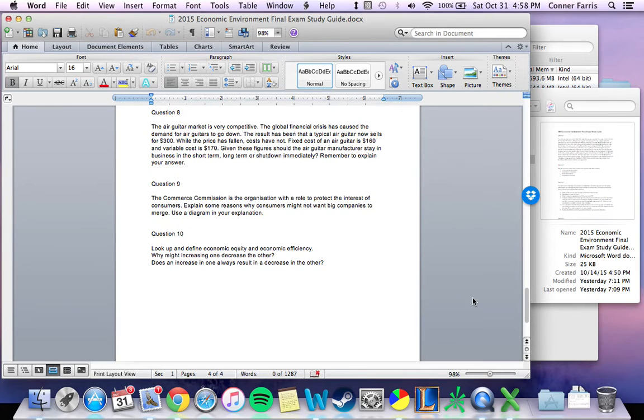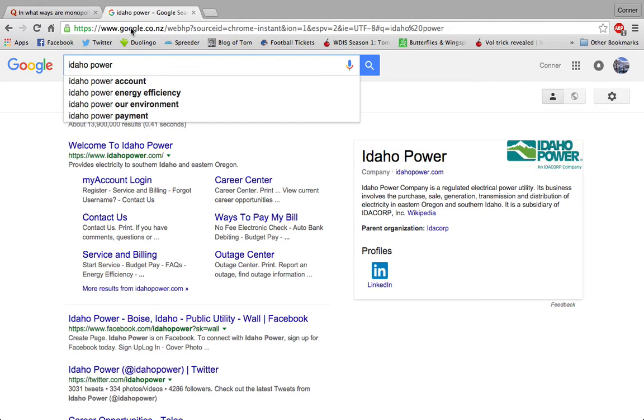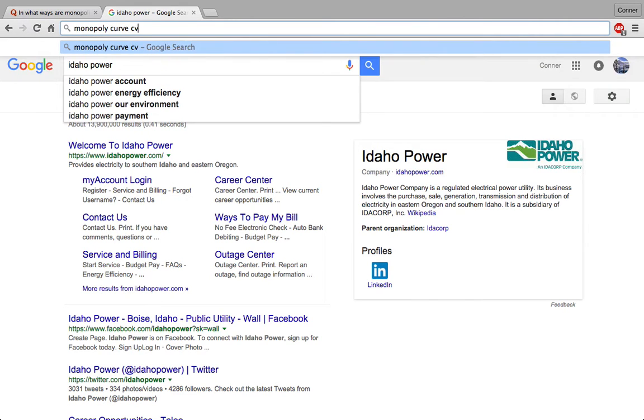Okay, so question 9. The Commerce Commission is the organization with a role to protect the interest of consumers. Explain some reasons why consumers might not want big companies to merge. Use a diagram in your explanation. All right. What this is looking for is, let's Google monopoly curve, let's say, versus perfect competition. Okay.